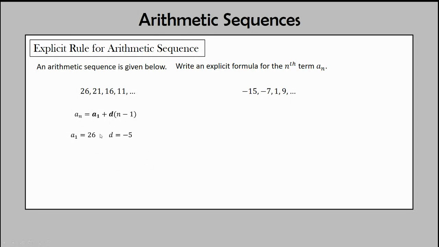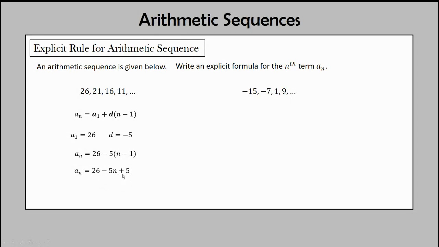What I'm going to do is replace a sub 1 with 26. I'm going to replace d with negative 5. And we're ready to go. Now, what we'd like to do is simplify this. So we're going to take this negative 5 and distribute it through the parentheses, and then simplify what's left so we can write the most basic statement we can. If I distribute negative 5 through the parentheses, I'm going to get negative 5n plus 5.